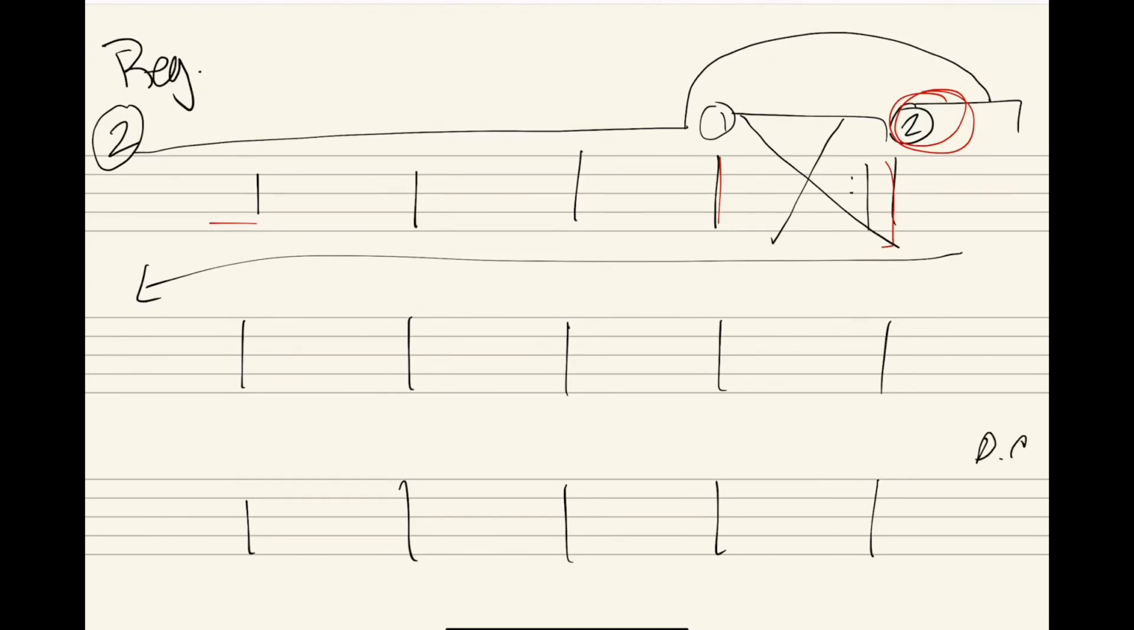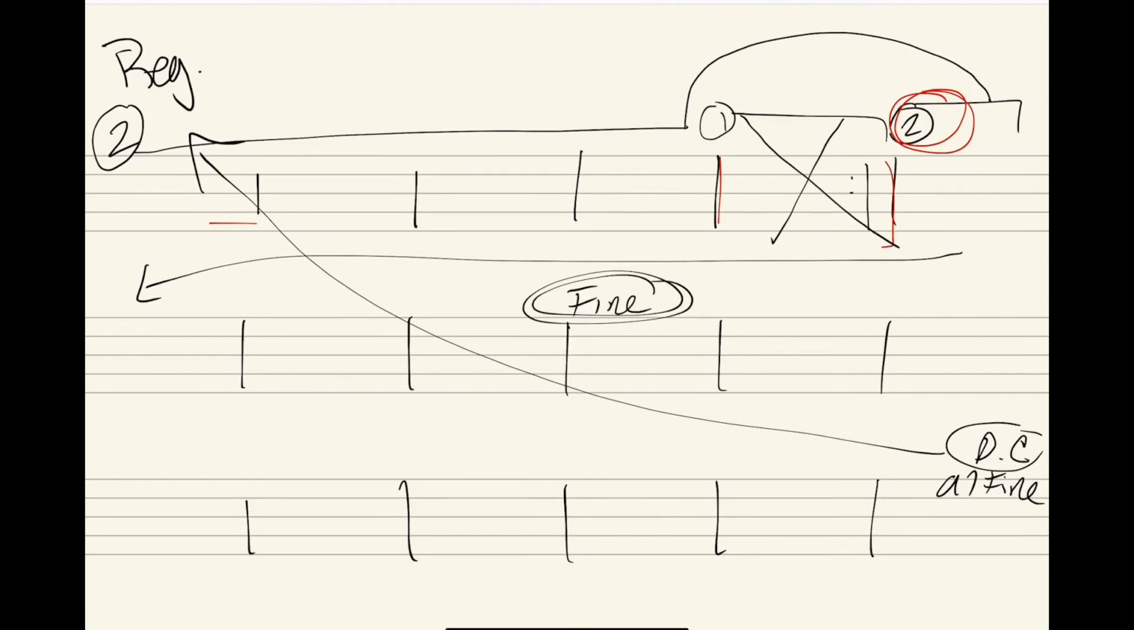Now what if it says DC al fine? Well, we know that DC means da capo, or to go to the beginning. Fine means that we're going to find the word fine. So we go to the beginning and play the music all the way through until we get to the word fine, which is where we stop.